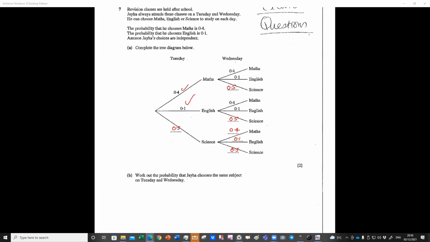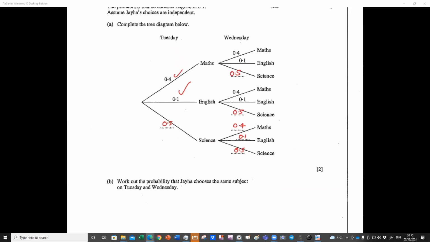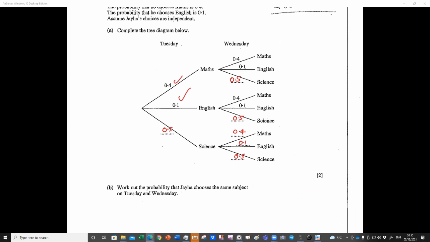Question B. Who was doing that question? Abdullah at the back of the class, go and read. Work out the probability that Jericho chooses the same subject on Tuesday and Wednesday. So what does that mean to you? That on both days he's choosing the same. So for example, maths, done? Or English, or science.